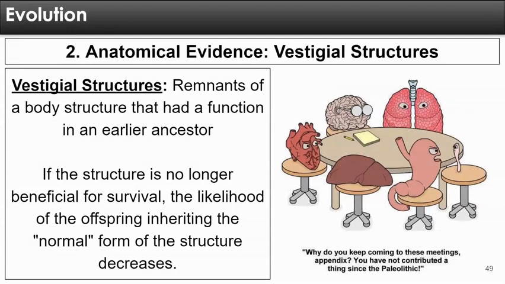I think vestigial structures are super interesting. They are remnants of a body structure that had a function in an early ancestor. If the structure is no longer beneficial for survival, the likelihood of the offspring inheriting the normal form of the structure decreases. So we actually, as humans, carry several vestigial structures, things inside our body that may have historically been needed by our ancestors, but no longer serve a purpose to us. We'll look at some examples in a second, but on this slide, you may know that you have an appendix in your body that once served a purpose, but no longer does, right? We can get our appendix removed because we don't need it.